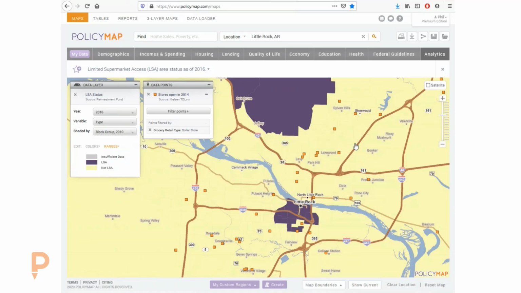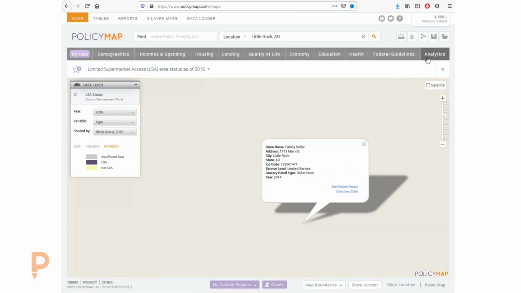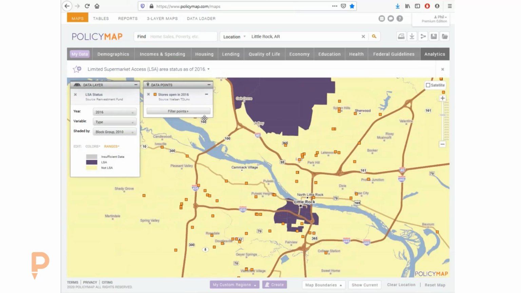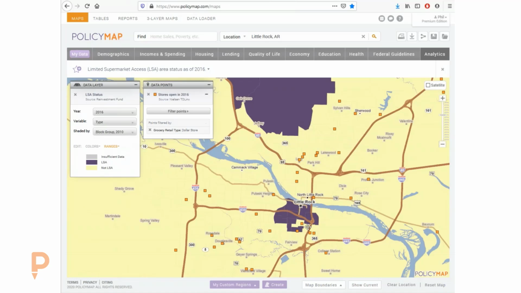So in this case, this was the Food Saver from 2014, but it is now a... so sorry about that. Let me do this one more time. Yeah, so it's now... it's in the same location.